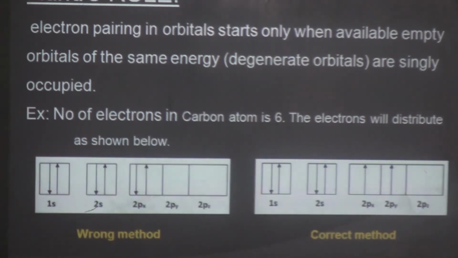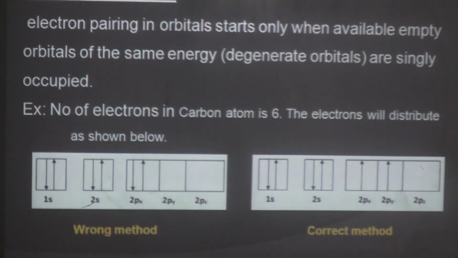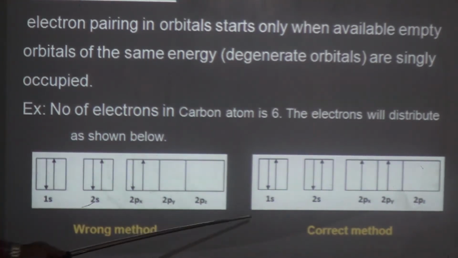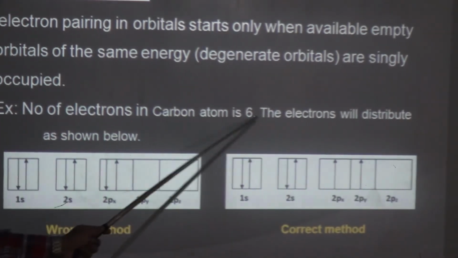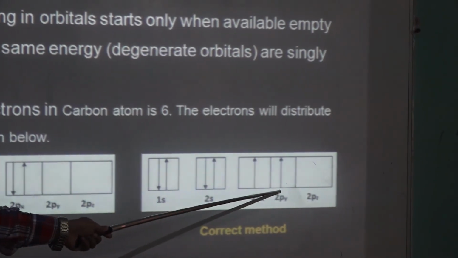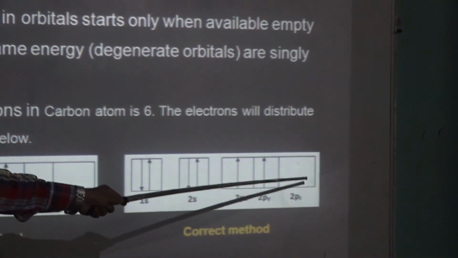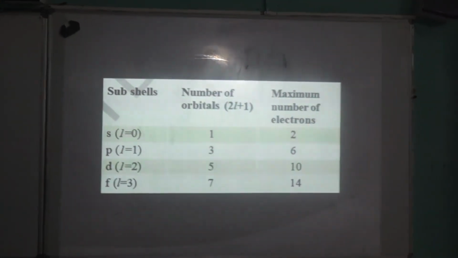What it says: first, all the degenerate orbitals must be occupied with a single electron. 1s has 2 electrons, 2s has 2 electrons, okay. Of the remaining 2 electrons, one must be in the 2px, another must be in the 2py. After completion of 2pz, only then the pairing takes place. That is Hund's rule. This is the important Hund's rule.